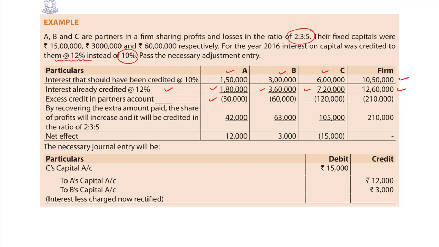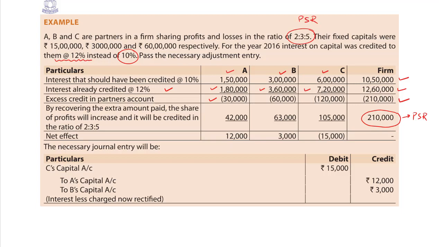I believe you understood: 30,000, 60,000 and 1,20,000, that is 2,10,000. Now this 2,10,000, which we have given as excess credit to partners, we will recover. Whenever we recover this 30,000, 60,000 and 1,20,000, the firm will recover 2,10,000. This 2,10,000 the firm will recover should be distributed in the profit sharing ratio, because this will increase the profit by 2,10,000 and profit is to be distributed in the ratio.